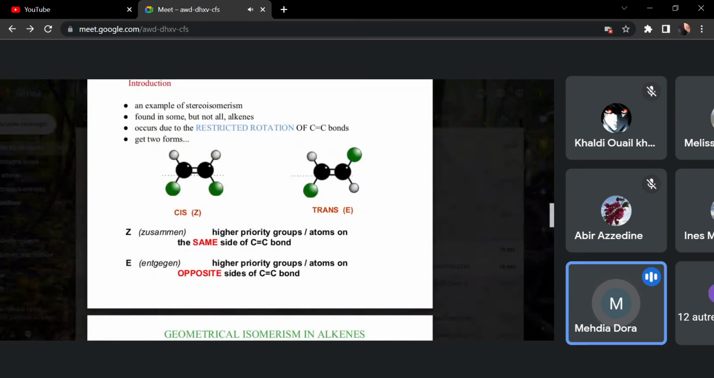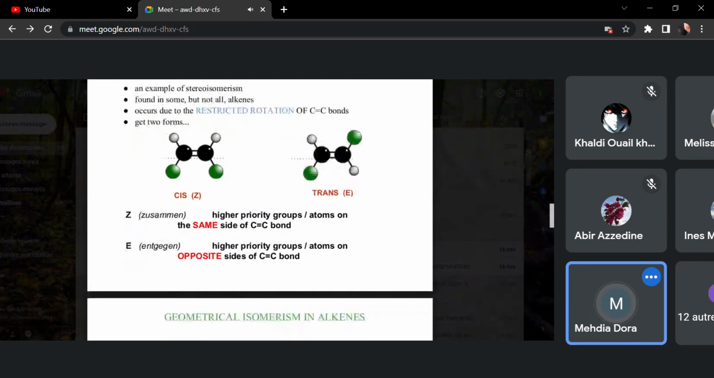And the other one is the opposite in English, but in German we call it entgegen. E means the opposite side of the C-C bond. We have here the axis of the carbon double bond. This is the axis, and this is the reference, if you want. What is on the same side is cis, and what is on the opposite side is trans. Okay, that's what we call it here in isomers. The next one, please, the next slide.